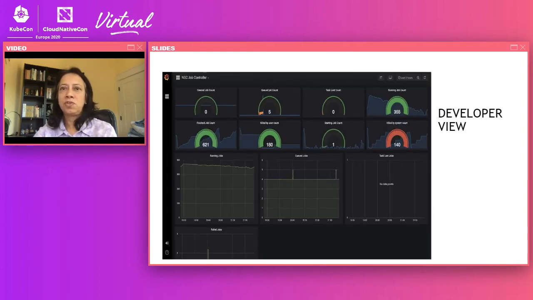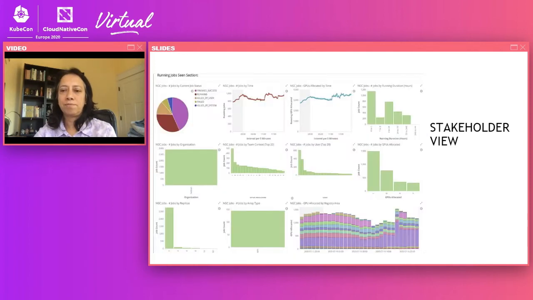This view shows us the NSV developer's view for the job controller. The pie charts at the top show counts of jobs in the different states, and below that we see the timelines for jobs in various states: running, queued, task lost, and failed. This gives a good view to the developers for the current state of the job controller.